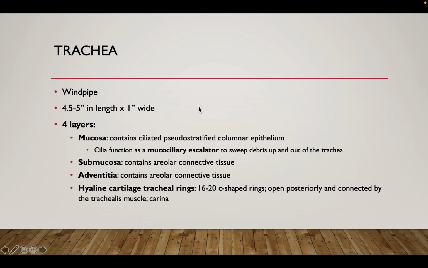Now we have different layers of our trachea. So we have a mucosa, a submucosa, and then kind of an adventitia, which is going to be our outermost layer. So our mucosa is going to consist of epithelium, the ciliated pseudostratified epithelium that we mentioned in part one.